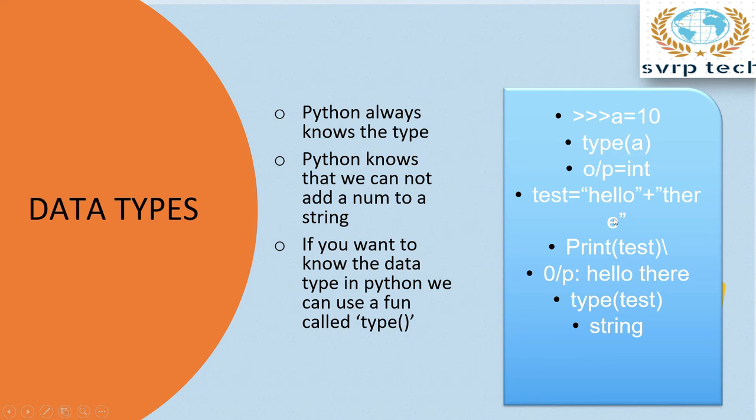Next I'm going to take another input, test equals a string, which we include within double quotes. So "hello" plus "there". Print test, then it shows the output hello there. And if you want to know the type of test, you write type of test.